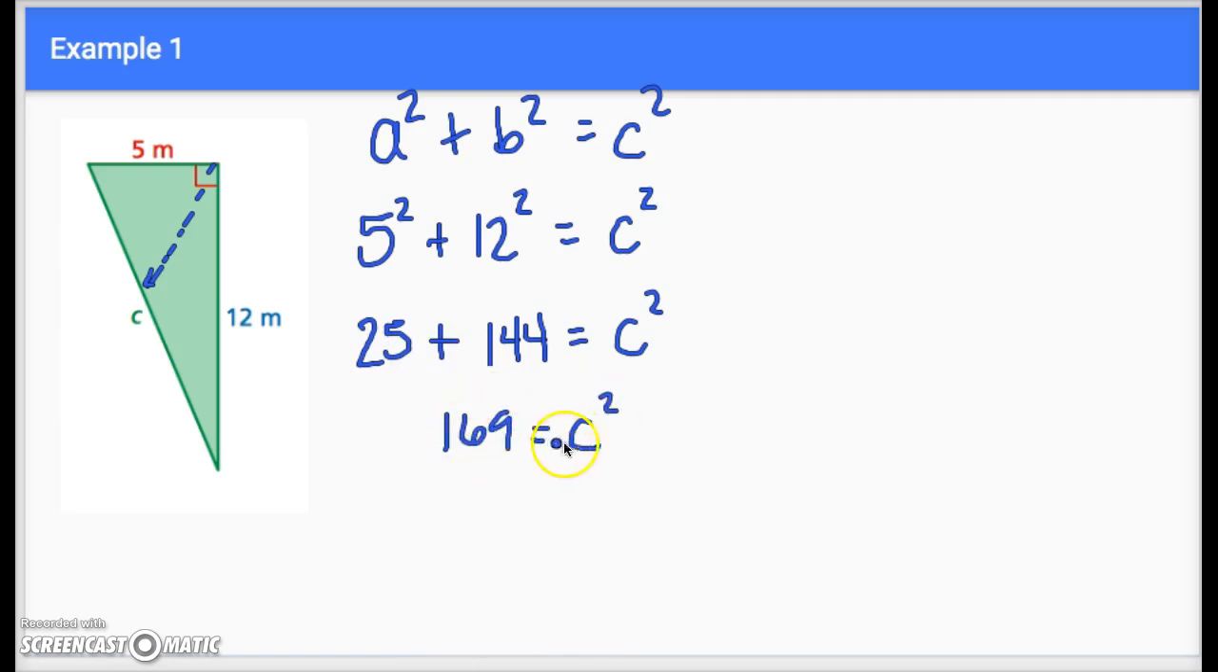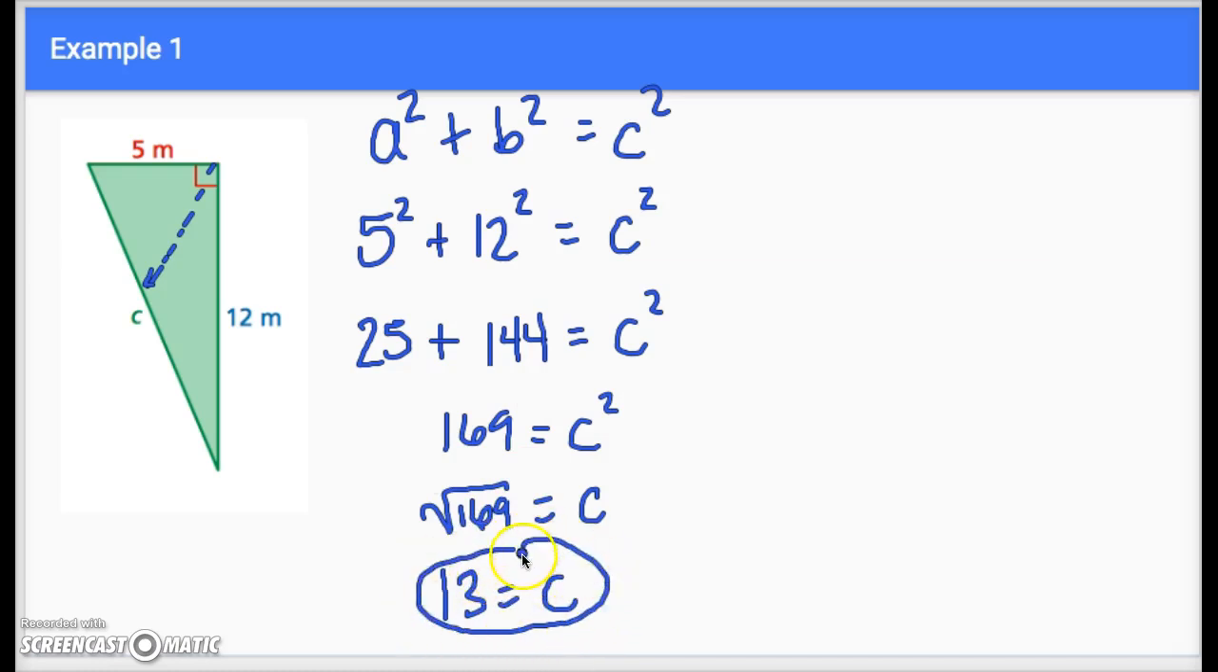But remember, we don't want to know what c squared is. We just want to know c. So to get rid of a squared, you have to take the square root. And the square root of 169 is 13. So the length of this side is going to be 13 meters. So we just plug the numbers in where they went on the formula and then just worked it out.